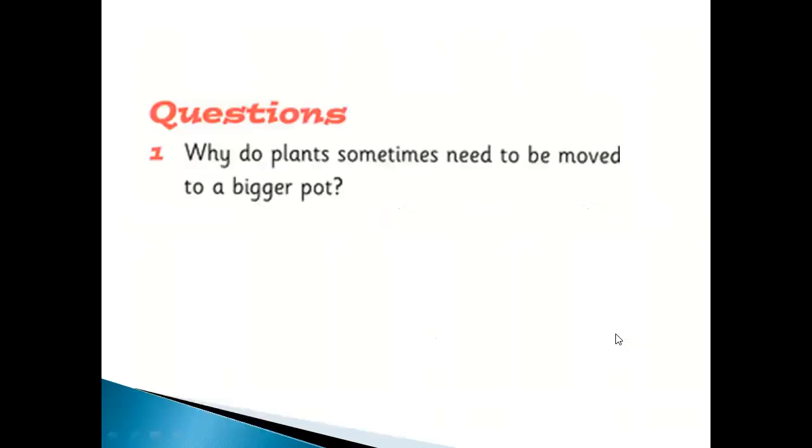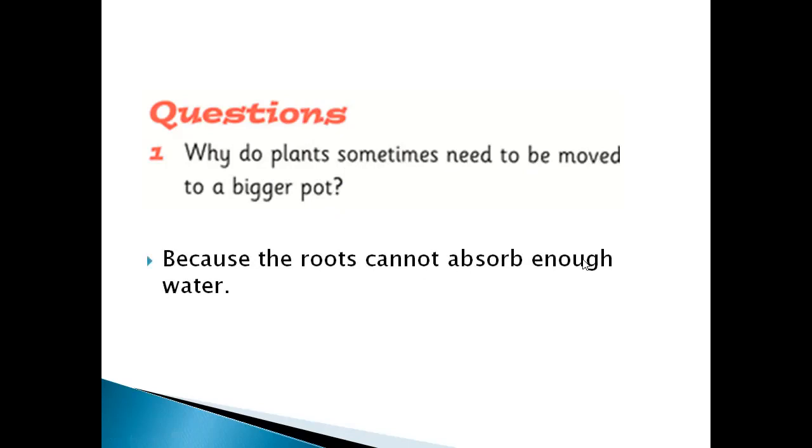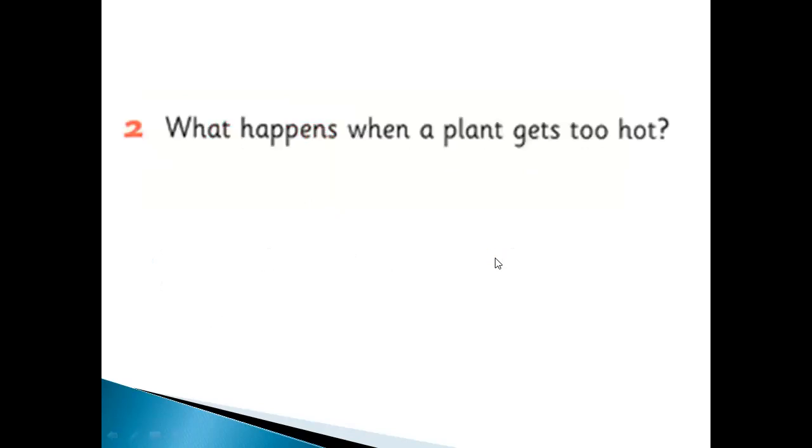Now we have a question from your activity book 1.3 and 1.4. Why do plants sometimes need to be moved to a bigger pot? You know this. In a small pot, the plant cannot spread out easily. So you can write here: because the roots cannot absorb enough water. In a small pot or less space, the plant cannot absorb enough water.